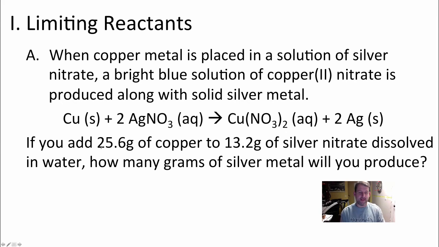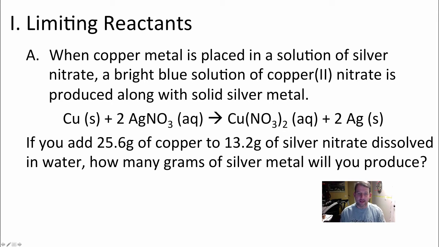Now, it's possible that this amount of copper is just the perfect amount to perfectly use up this amount of silver nitrate. But that is super hard to imagine if you just randomly start with two things. So the first thing to do is figure out which of these two things is actually going to be the one that runs out, because this reaction will stop either when the copper's all gone or when the silver nitrate's all gone. We need to figure out which one dies first.